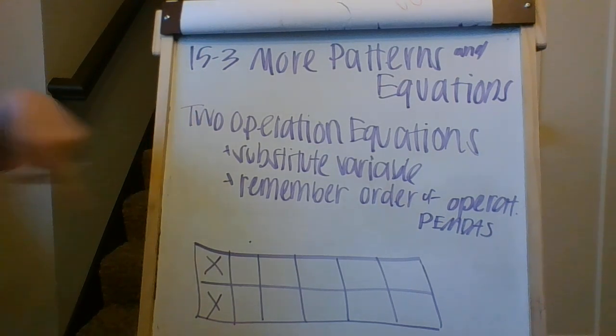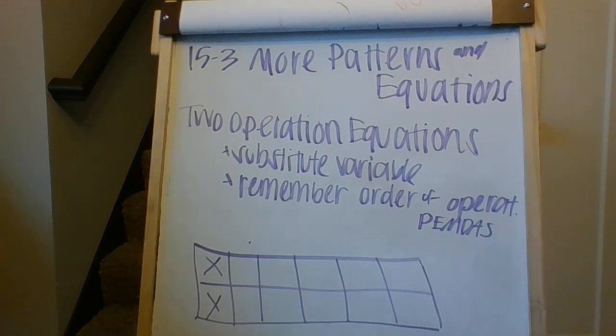So, very first thing that you're going to do, you're going to be taking your variable, whatever it may be, and you're going to substitute it into the equation. As soon as you substitute that in, then you can solve for what the other variable is going to be.